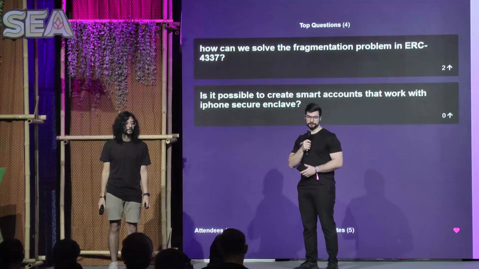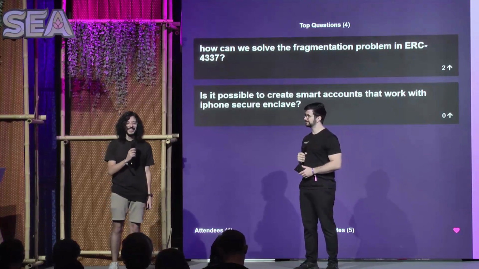How can we solve the fragmentation problem in ERC-4337? Good question. I would say having a straightforward framework, a set of steps that are clear enough to everyone, will probably solve it, but in reality, we already have implementations. So I guess we have to work around them, which is the way things usually work. We just continue building on top of what is going on.